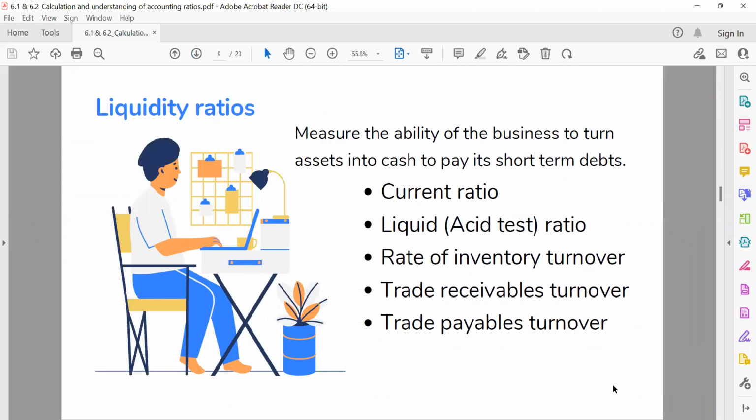Okay. Liquidity ratio. Liquidity is talking about the real cash money that can be used to pay the short-term debt. So liquidity measures the ability of the business to turn assets into cash to pay its short-term debt. What are the formulas for this topic? Current ratio, liquid ratio, or sometimes acid test, rate of inventory turnover, trade receivable turnover, trade payable turnover.